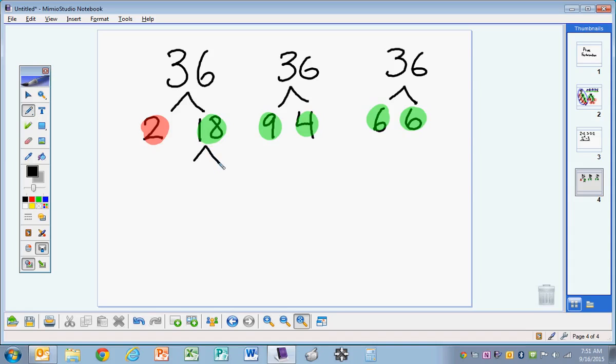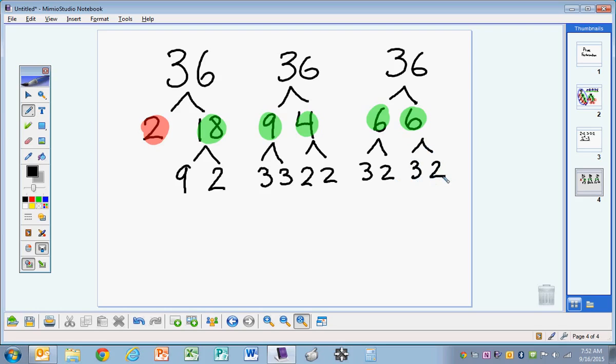For 18, we may have chosen 9 and 2, or you could have done 6 and 3. For 9, we have 3 and 3, our only choice. For 4, we have 2 and 2, our only choice. And 6 is 3 and 2, again, our only choice. Please make sure we are multiplying. These are factor pairs. So again, we need to do what with each of the numbers we've just added? We need to find whether they are prime or composite.